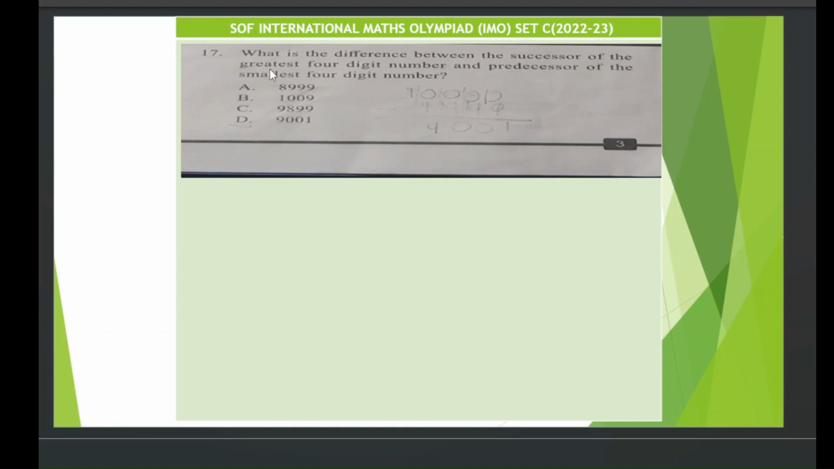First, we need to know what the greatest 4-digit number is. 9999, because there is no digit bigger than 9. Among 1 to 9, the biggest is 9. So 9999 is the greatest 4-digit number. Now what will be the successor? Successor will be plus 1. If we add 1 to it, it becomes 10,000. What comes after 9999 is 10,000. So this is the successor. We have found the successor.